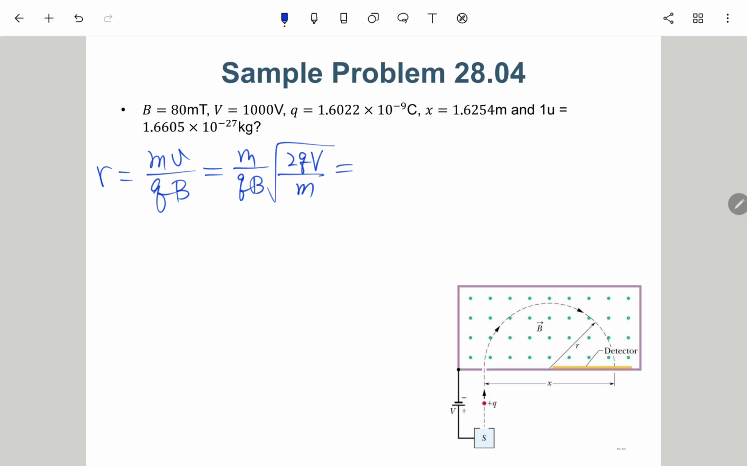So we can have 1 over B in the front. This 1 over B goes to here, and then the 2 goes to here. Then Q and Q partially cancel, and go to the denominator inside the square root. m and m also partially cancel, and go to the numerator. And then the V remains there. Something like that.